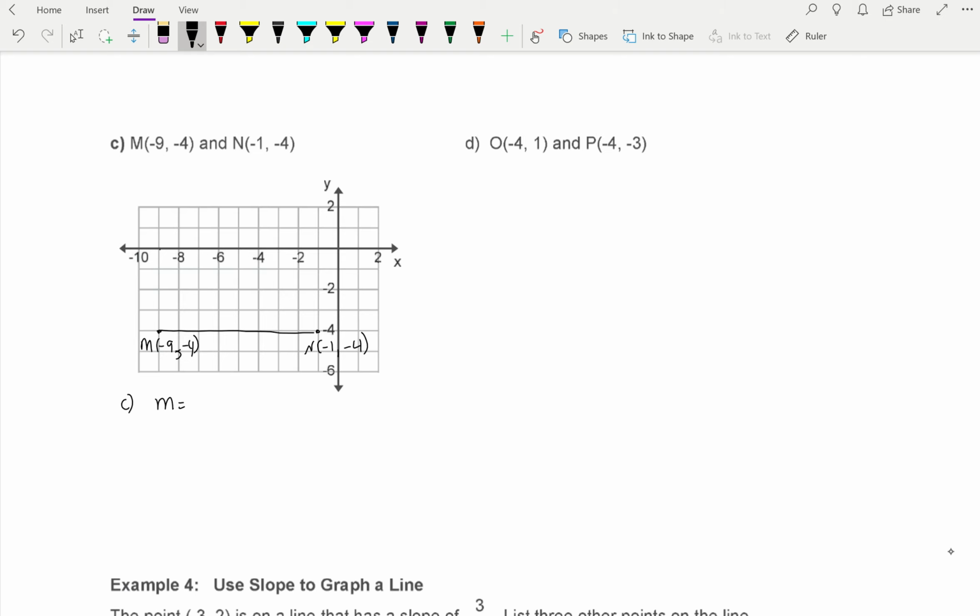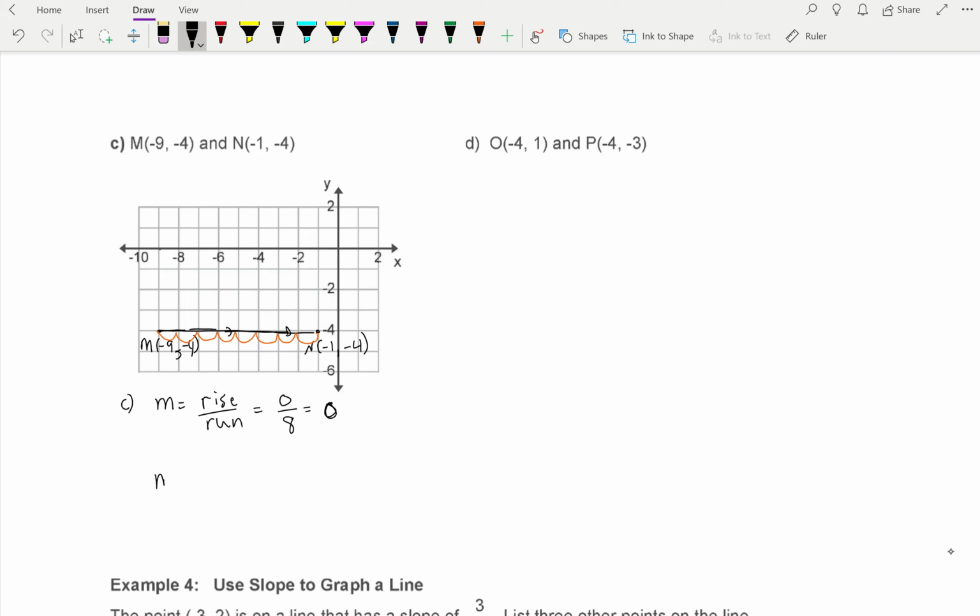m equals rise over the run. All right, so if you take a look at our line, we don't have a rise, right? So we say that the rise is 0. We do have a run though. Our run is 1, 2, 3, 4, 5, 6, 7, 8. And it doesn't matter whether that's a positive or a negative, but let's just say it's positive because we're going to the right. You can go to the left too, it really doesn't matter. And 0 divided by 8 is 0.